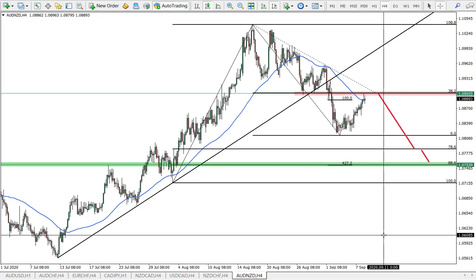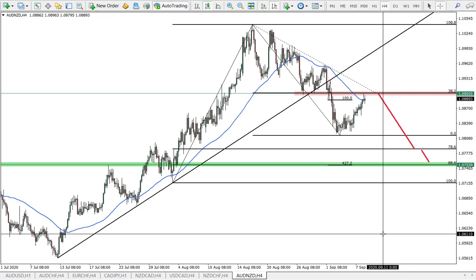And today I'm presenting you the analysis for the Australian versus New Zealand dollar currency pair.